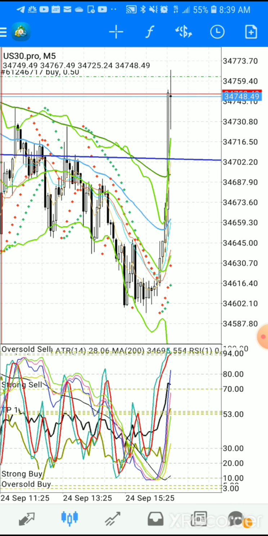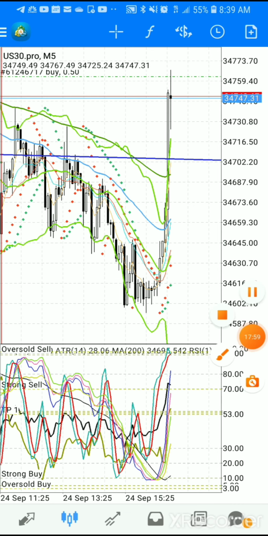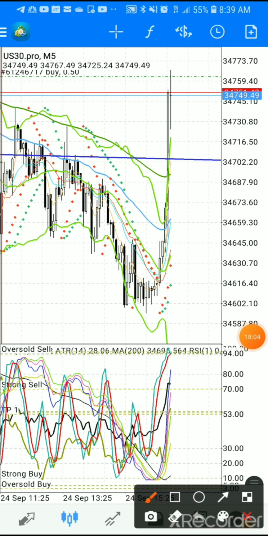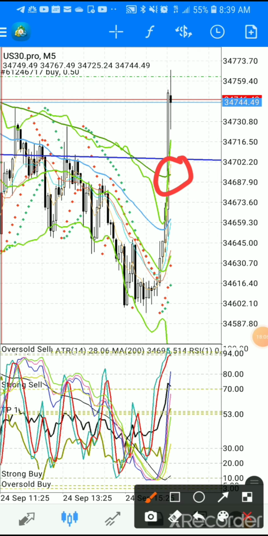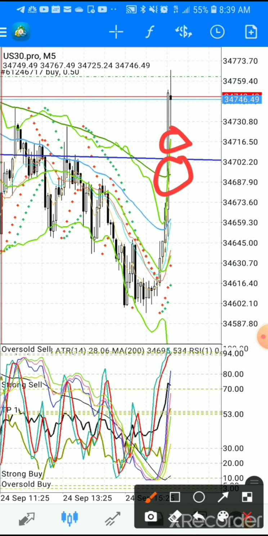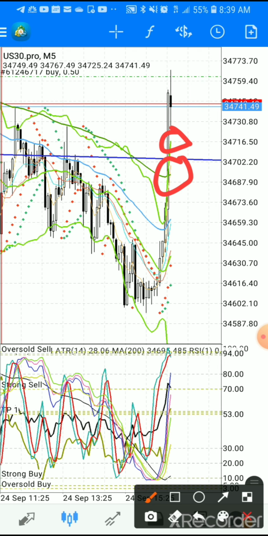Let's go. This is a great sign. Where's my brush? 5 EMA riding behind price. We're still in the 5-minute time frame, but the 5-minute is riding behind price. And so is this outer Bollinger Band.